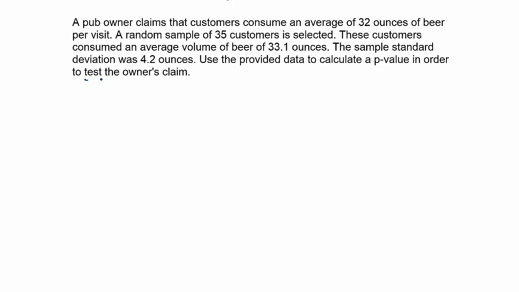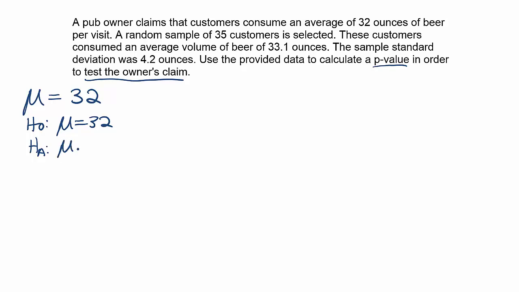All right, so they want us to test a hypothesis, and they want us to use the p-value to do it. So let's start with the initial step, which is the claim. It says that the owner claims that the mean amount of beer consumed is 32 ounces. That would make the null hypothesis also that the mean is 32 ounces because it has an equal sign there. The alternative hypothesis then would be that the mean is not equal to 32 ounces.